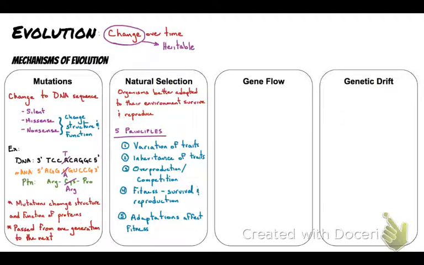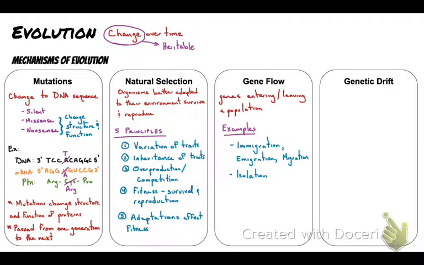Now, evolution in part is dependent on gene flow or the lack of gene flow. Gene flow is new variations of genes entering or leaving a population. Examples of gene flow can include immigration and emigration, or migration, so new genes moving in or out of a population depending on the introduction of new organisms or the removal of organisms from a population. And also isolation can affect gene flow as well.